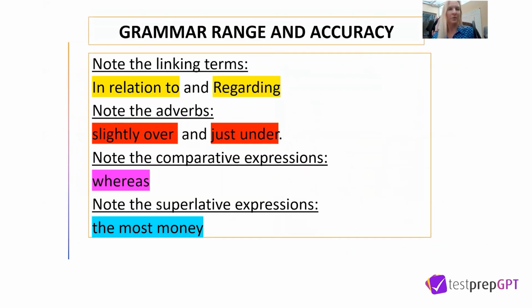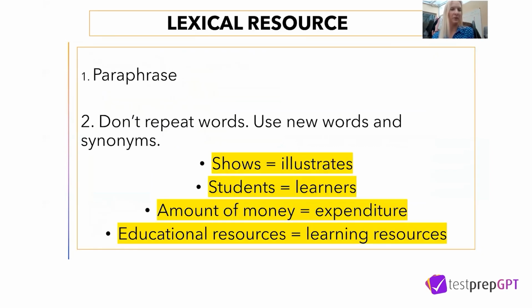And so regarding grammar, range, and accuracy, using your linking terms is very useful to introduce your categories, and using the adverbs to describe the movement. So slightly over, just under, using nice comparatives to compare, whereas, and superlatives. So these are all really useful grammar that you can use over and over and over again as you practice bar charts. And yeah, so that's very useful.